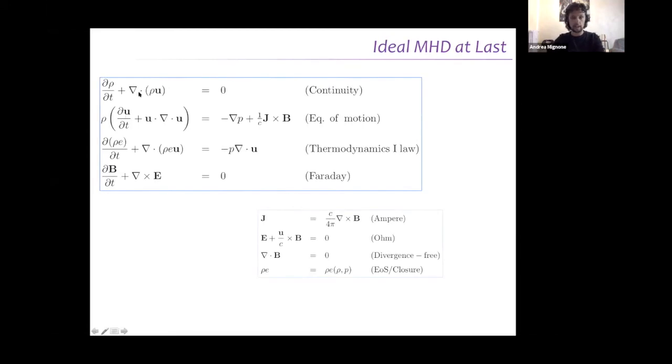This is MHD. So essentially, you can recognize easily the equations of hydrodynamics augmented by the Lorentz force on the right-hand side in the momentum equation, the equation of motion, and Faraday's law, which is still kept to describe the evolution of the magnetic field. Now, as you see, Ampere's law is simply J equal to the curl of B. Then you can adopt an Ohm's law, which tells you that the electric field is 0 in MHD in the rest frame of the fluid, because E is given by U cross B. So whatever electric field you see is only induced by the fluid motion. Then you have the divergence-free constraint and the closure, which expresses the internal energy of the fluid as a function of the density and the pressure.